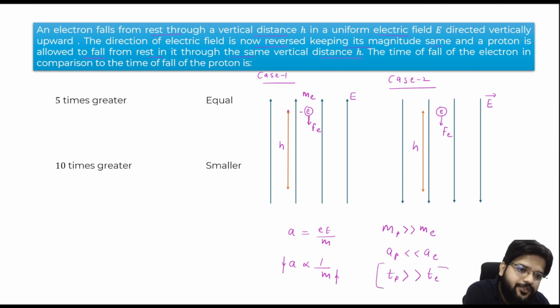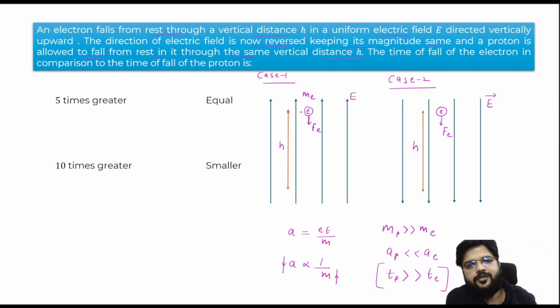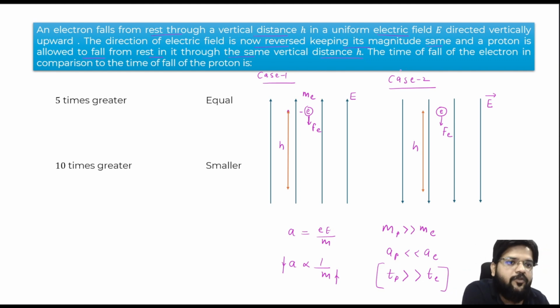Now check which option is correct here. What is being asked is the time of fall of the electron in comparison to the time of fall of the proton. The time of fall of the electron is smaller as compared to the time of fall of the proton. So the correct answer should be smaller. Time taken by the electron is smaller as compared to the proton. So option number 4 is correct here. I hope this thing is clear to everyone.